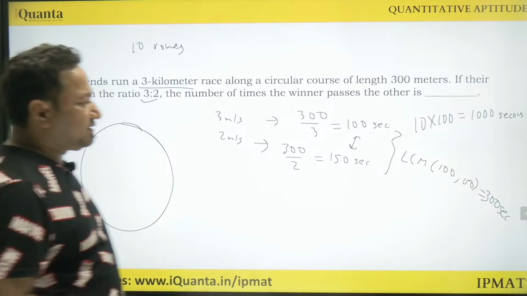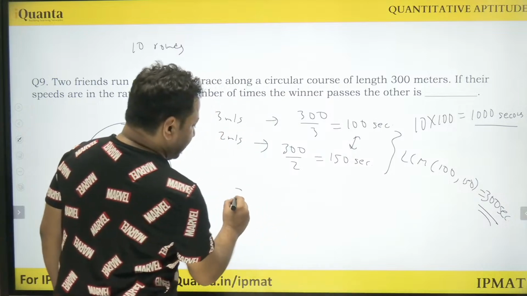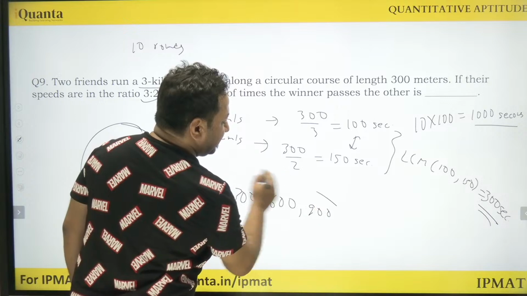Overall, they are running for 1000 seconds. So in these 1000 seconds, how many 300 seconds can be accommodated? At 300, he must have crossed, at 600 also, and at 900 as well.